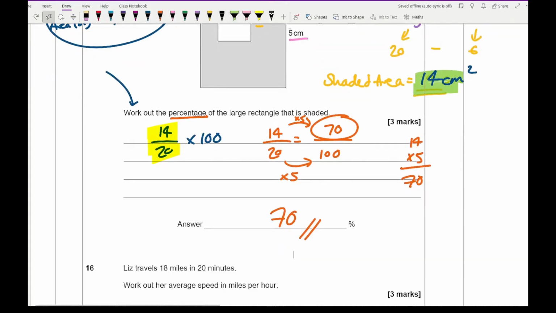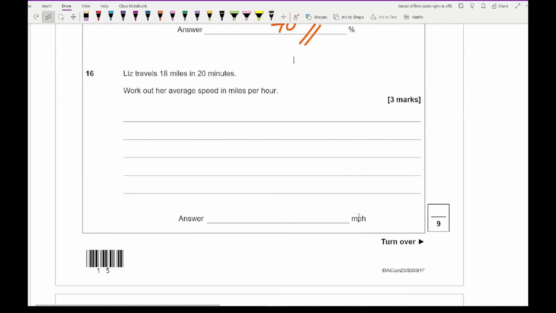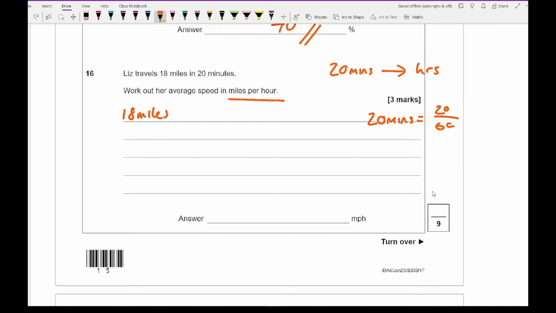Then moving on to question 16, it says Liz travels 18 miles in 20 minutes. Work out the average speed in miles per hour. So here we've got 18 miles. And then what we want to do is convert 20 minutes into hours. Now 20 minutes is equal to 20 over 60, which is a third of an hour. So here we've got 18 miles divided by a third of an hour.